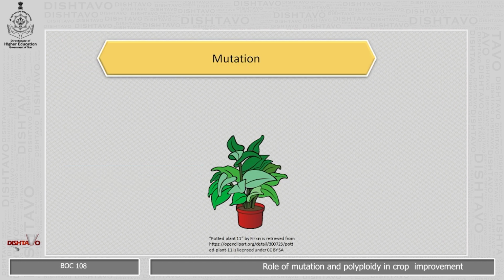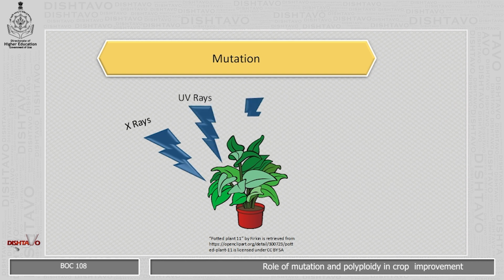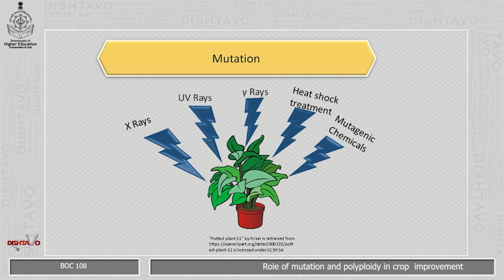In plants, mutation can be induced through various agents, what we call as mutagens. Now, mutagens can be physical or chemical. Physical mutagens can include radiations such as X-rays, UV rays, gamma rays. Physical mutagens can also be a change in temperature, that is heat shock treatment. Chemical mutagens can also be used to induce mutation in plants.